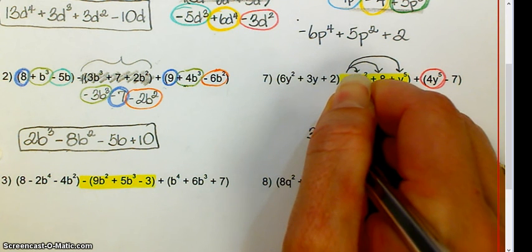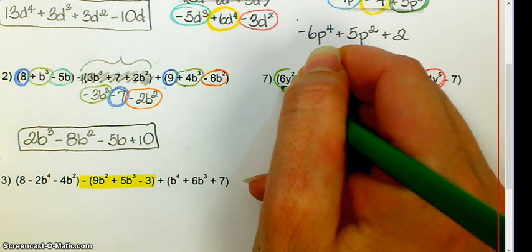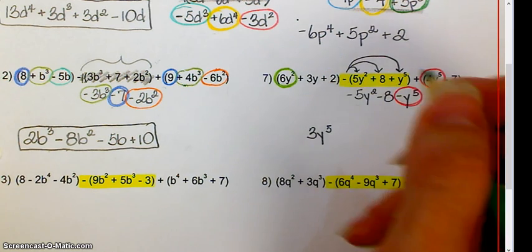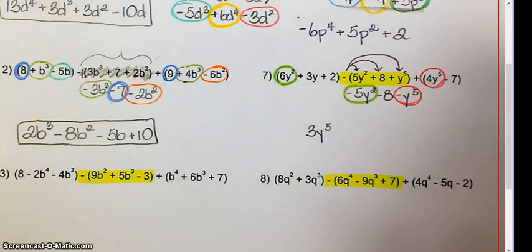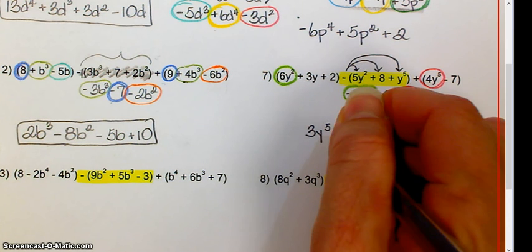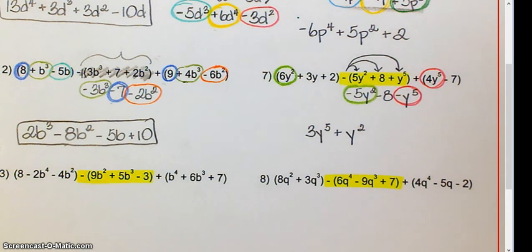3y to the 5th. Do I have anything to the 4th? Nope. To the 3rd? Nope. To the 2nd? Yes. Okay, so I have a positive 6y to the 2nd here. I have a negative 5y to the 2nd here. And that's it, right? What is 6y squared minus 5y squared? It is 1y squared, so just y squared. And I thought I had that on silent, which I don't. Come on. All right.